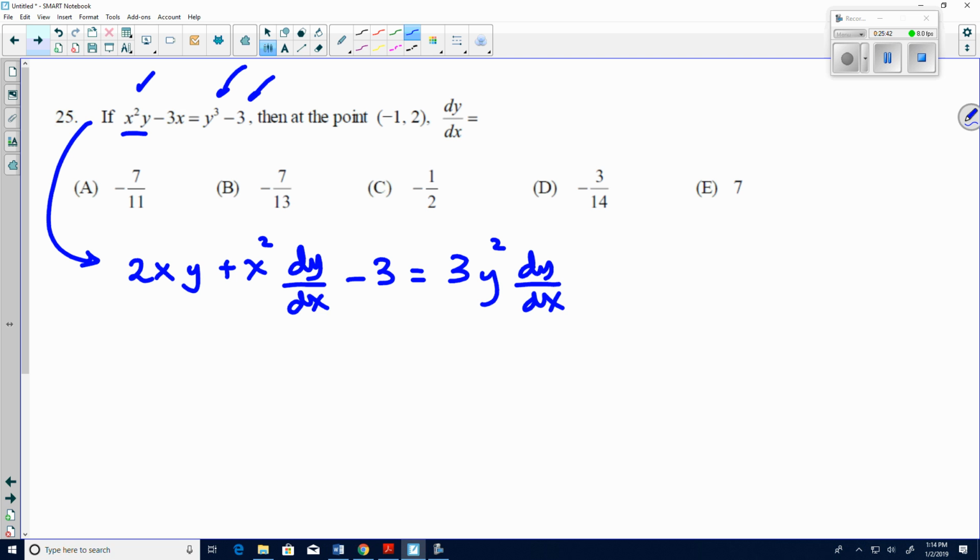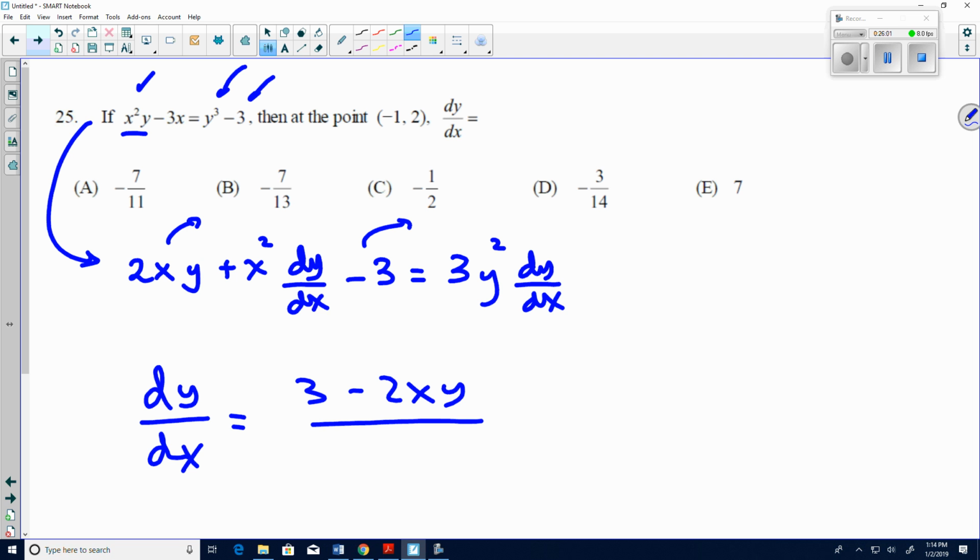Using linear equation techniques, hopefully you can do this in your head by now. We're going to move the 3 across, and we'll move the 2xy across, and then we're going to divide out by the factored form. So we have x squared minus 3y squared on the bottom. Okay, so there's the derivative. And then we're asked to evaluate this at the point (-1, 2).